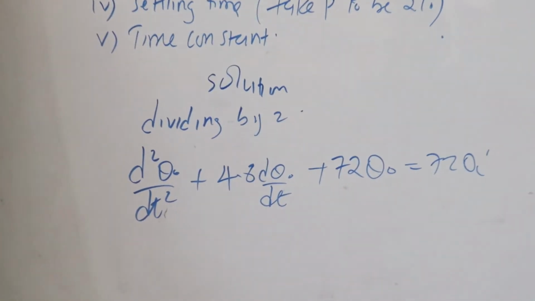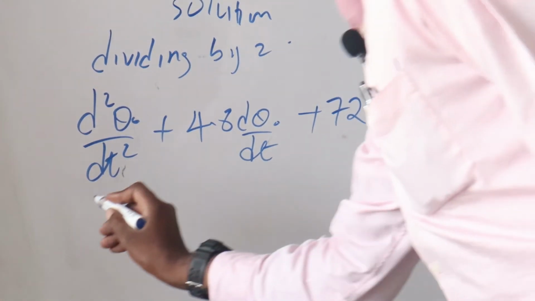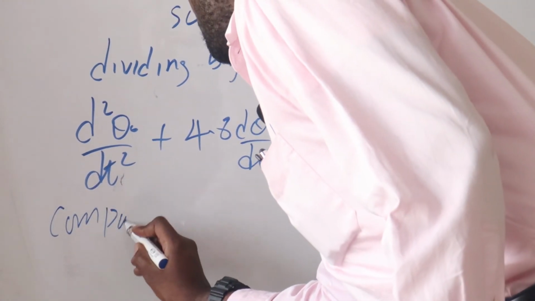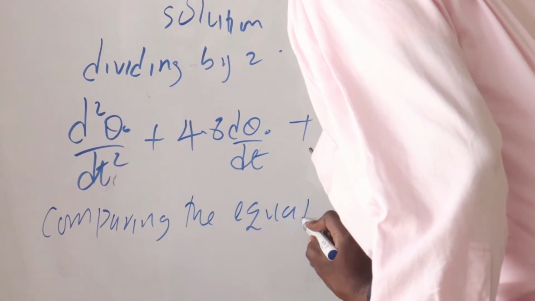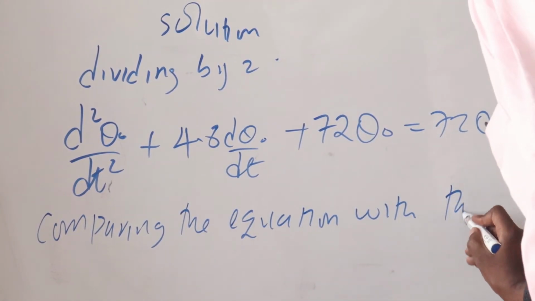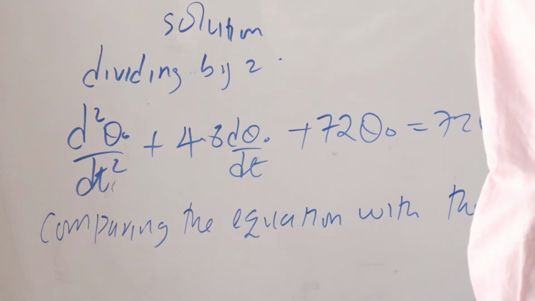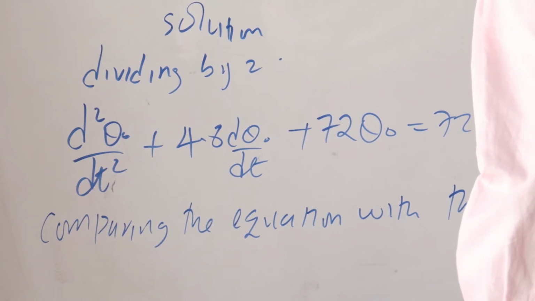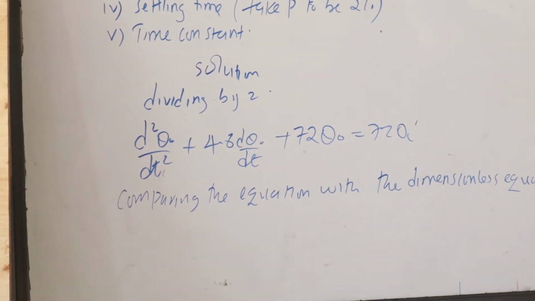Then from there, we can compare this one with the dimensionless equation. So, comparing the equation with the dimensionless equation, if we compare this equation with the dimensionless equation, what are we going to get?